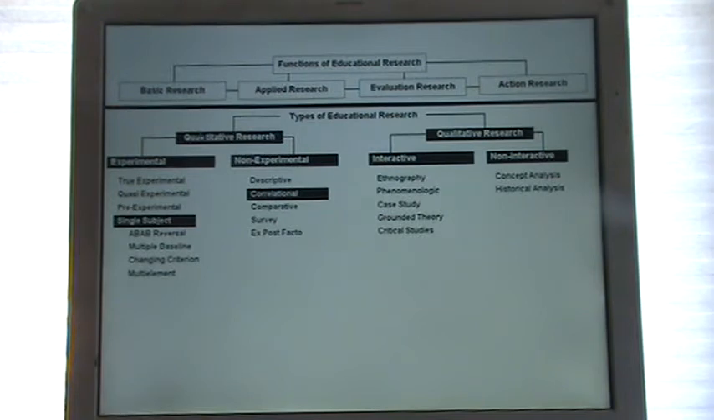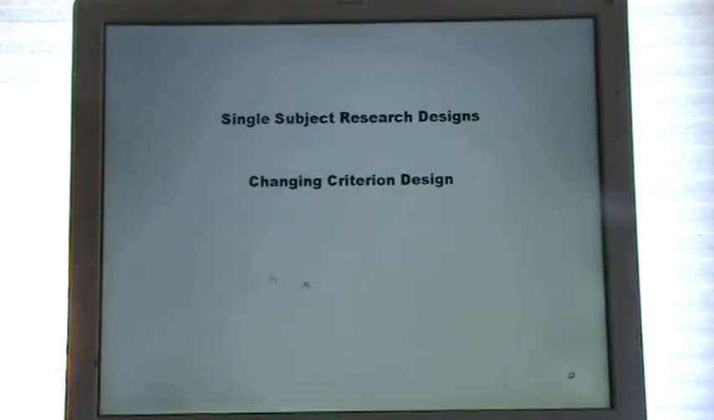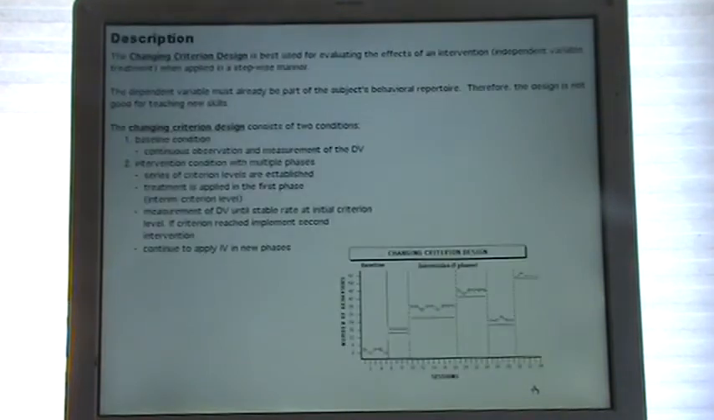In this lesson we're going to continue to talk about the quantitative research methodologies under the experimental and the single subject or single case designs. And this lesson's single case design is the changing criterion design. We've already talked about an AB withdrawal or reversal design, and we've already talked about a multiple baseline design. Today we're going to talk about a changing criterion design. So let's take a look at a changing criterion design.